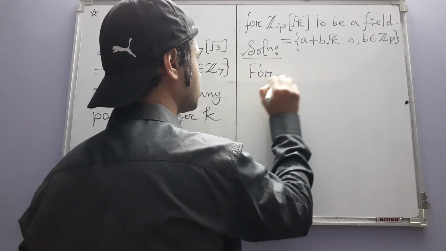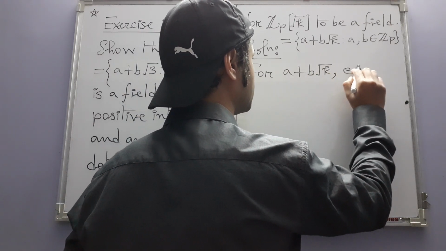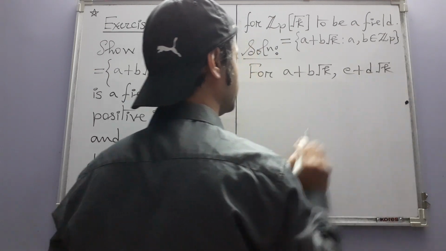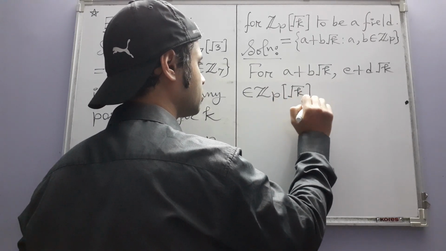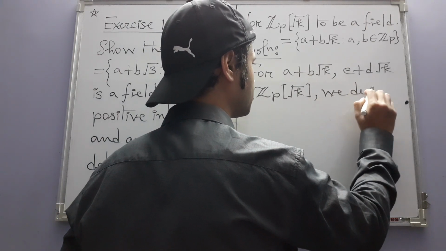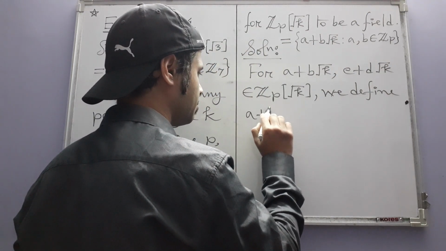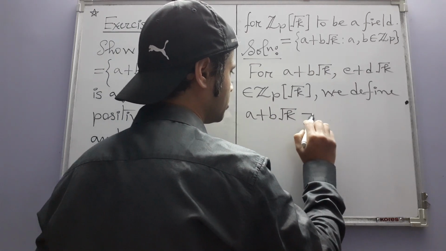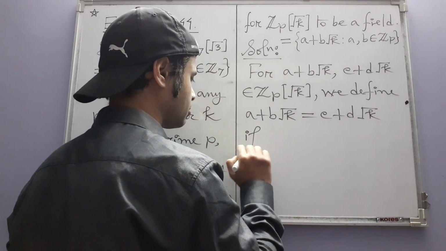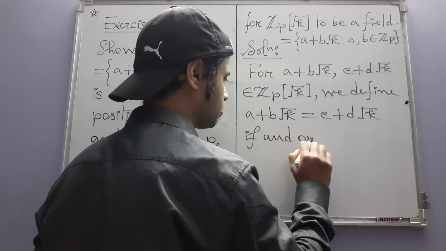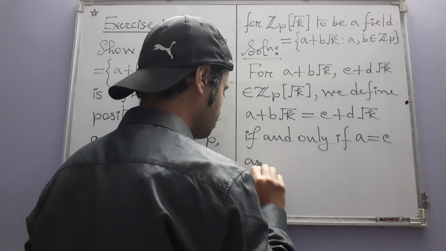For a plus b root k and c plus d root k in the given set, we define a plus b root k equal to c plus d root k if and only if a is equal to c and b is equal to d.